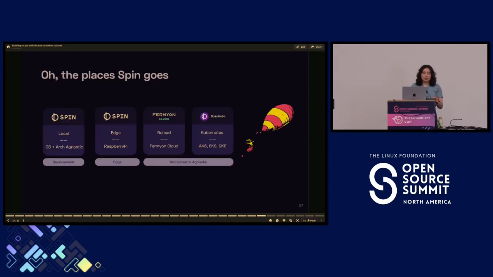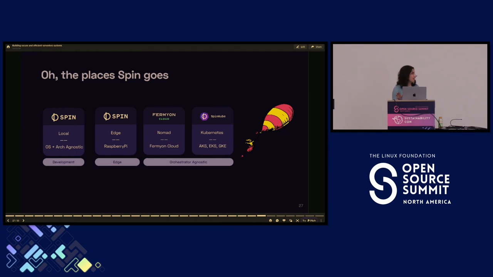So we saw this locally, my local development experience for my WebAssembly application, but where can I put this, where can I scale it and get those serverless benefits? So locally I can use Spin, I can put that on a Raspberry Pi, or I mentioned Fermyon Cloud earlier, we have Nomad as our orchestrator for WebAssembly there.